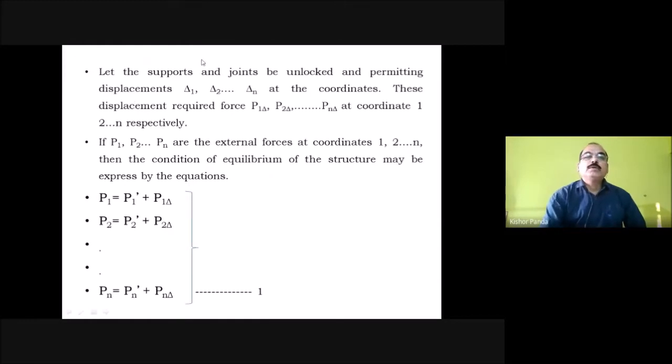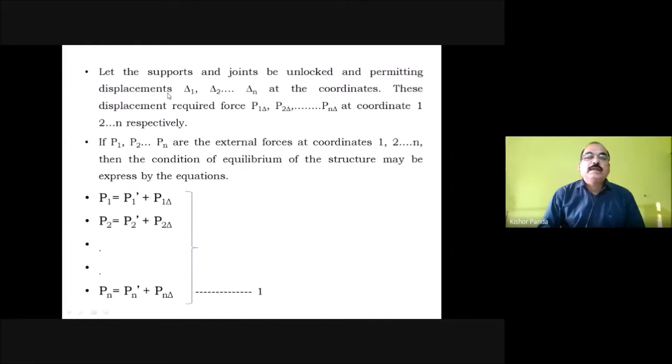Let the supports and joints be unlocked, permitting displacement. Then what you have to do? You have to unlock the first coordinate, and the other coordinates are locked. You have to allow displacement in the first coordinate, then go to the second coordinate, and all the others are restrained.